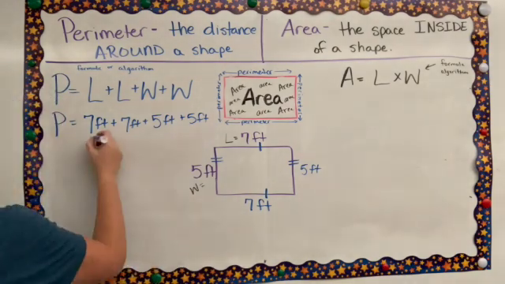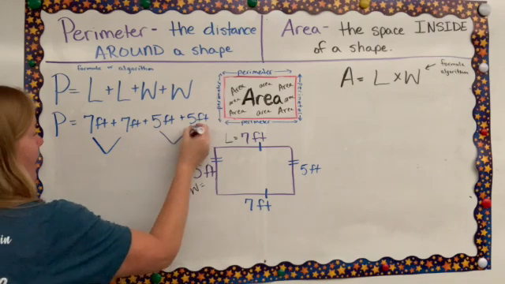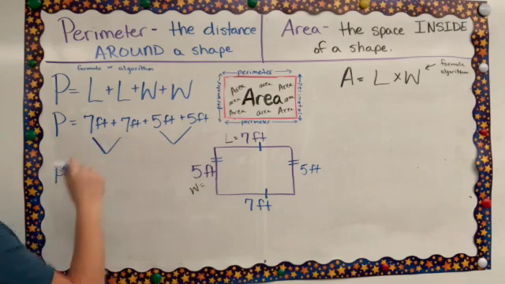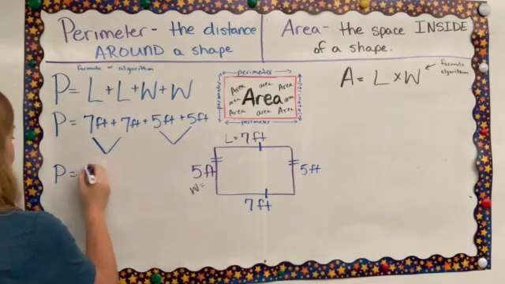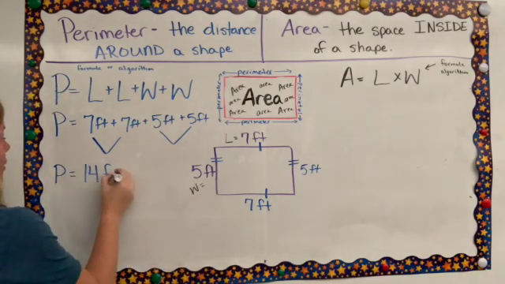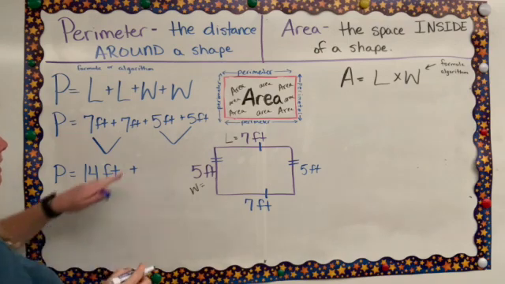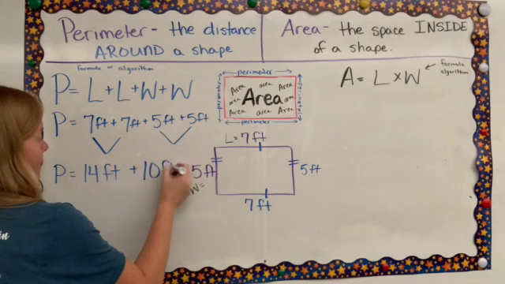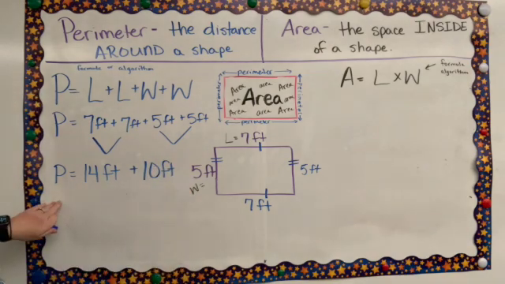Combine like numbers. Perimeter equals 7 foot plus 7 foot. Yes, 14. 14 feet plus 5 plus 5 is 10 foot. Perfect. Last step.